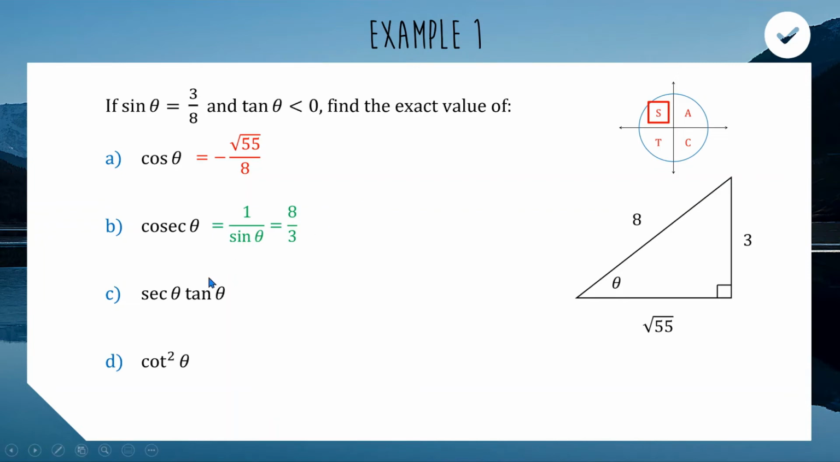Okay, question C, we have sec theta tan theta. What this really means is sec theta multiplied by tan theta. Okay, so sec theta, third letter is C. So sec is going to be cos flipped upside down, which is convenient because we have cos just here. So if this is cos theta, sec theta will be negative 8 over root 55. Okay, tan theta, we're going to get from our triangle. So opposite over adjacent is going to be 3 over root 55.